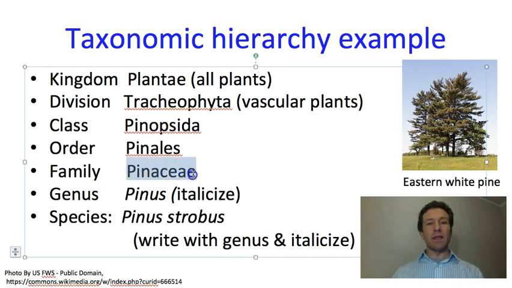And again, here's the ACEAE ending. The order is Pinales. The class is Pinopsida. And then we get into a name that doesn't come from the word pine. This is Tracheophyta, and the tracheo part is reminding us of the vasculature. So these are literally the plants with vasculature, or the vascular plants. That is our phylum, or as we call it with plants, the division. And then finally we get up to the kingdom Plantae, which is going to include all plants.